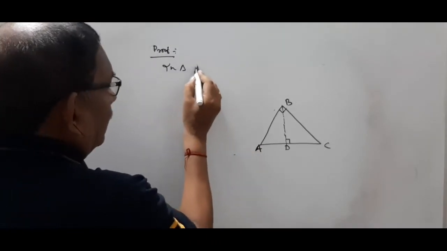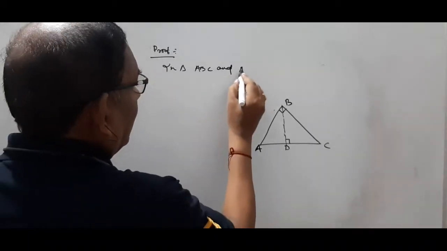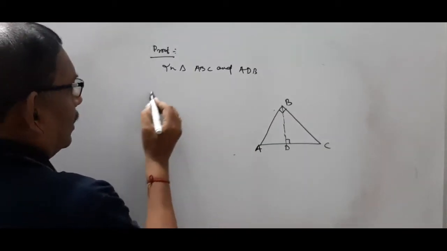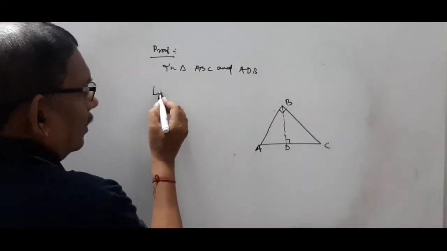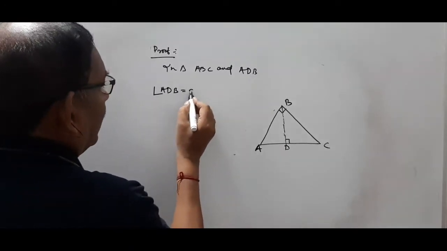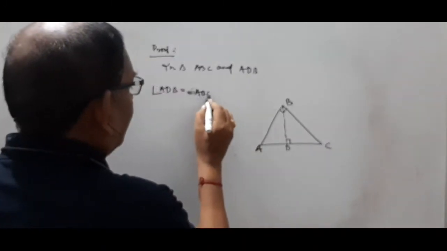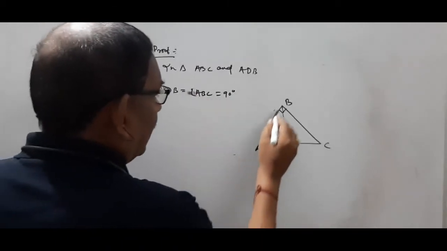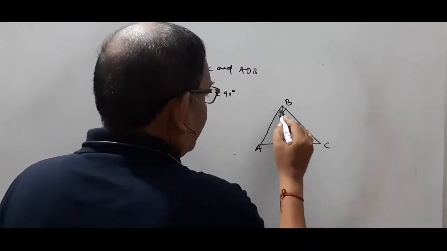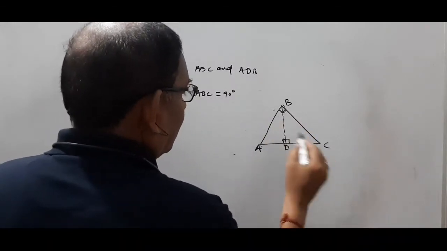In triangle ABC and ADB, here angle ADB is 90 degrees. Also angle ABC is 90 degrees. In triangle ADB it is 90 degrees. In ABC, B is 90 degrees. So angle ADB equal to angle ABC.